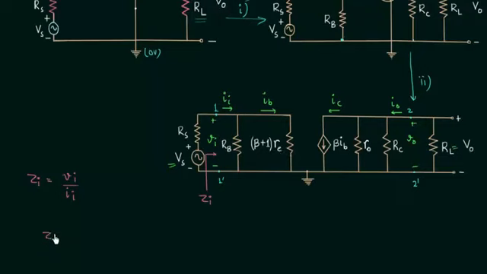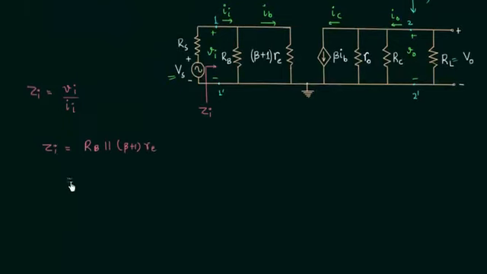So Zi is equal to resistance Rb connected in parallel with beta plus 1 resistance Re, or we can say that Zi is equal to Rb times beta plus 1 Re divided by Rb plus beta plus 1 Re. This is the final expression of the input impedance.